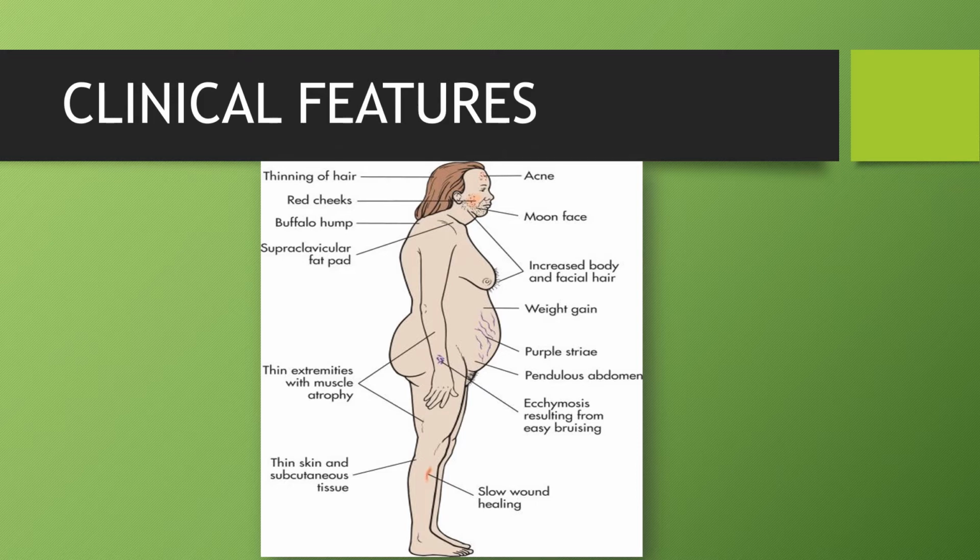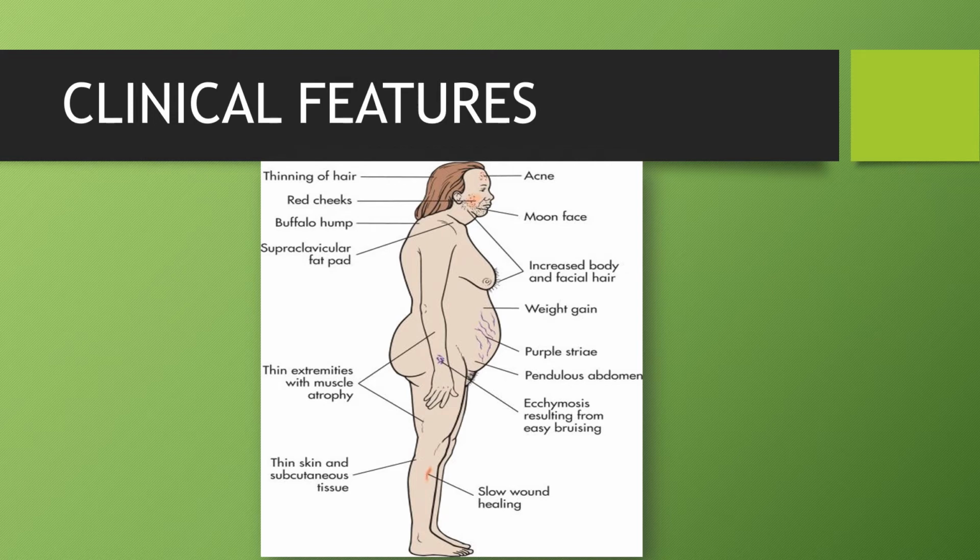Before we dive further into the clinical features, we need to know that excessive levels of cortisol within the blood enhance protein and fat catabolism, which is the breakdown of fats and proteins, and they have an anabolic effect on glucose. They tend to increase serum glucose levels, resulting in hyperglycemia, predisposing the patient to diabetes mellitus.